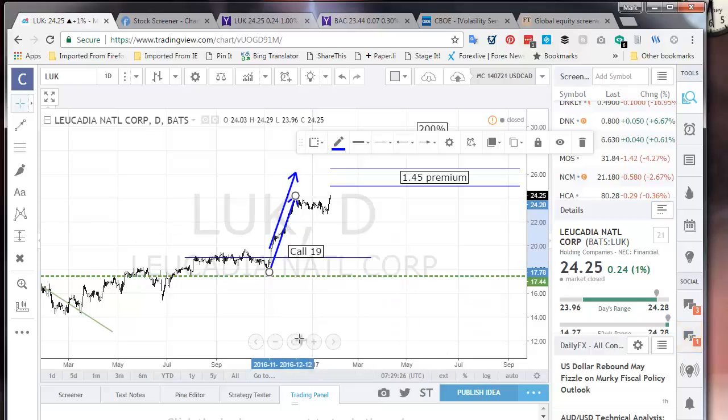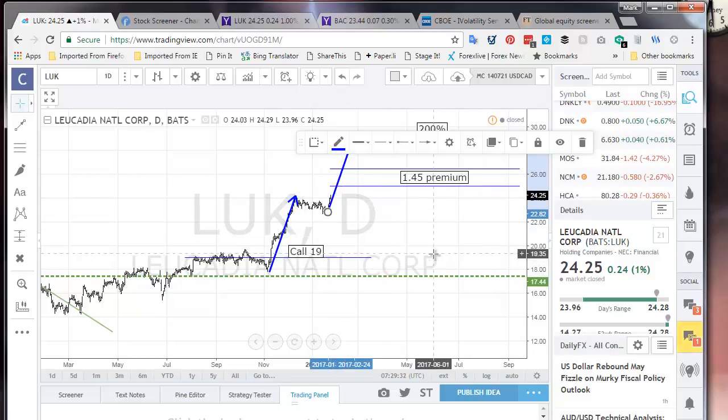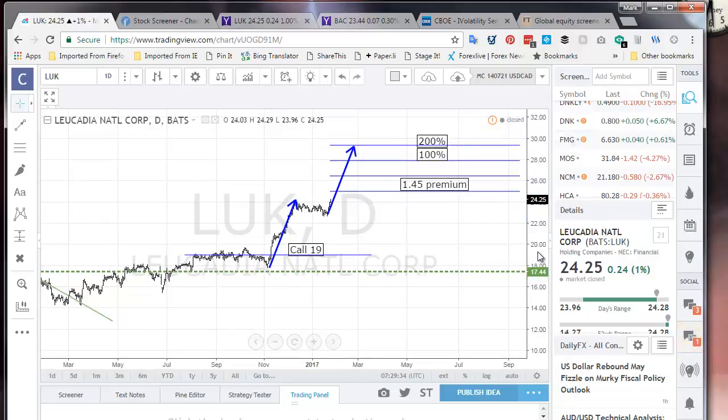So I'll just draw in an arrow, so it's got the same steepness, starting from the same low point, and we'll see if it did what it did from November last year, which is directly after the election, it will comfortably reach that 200% before the expiry date. In fact, it'll reach it before the end of February, so one would be very comfortable pursuing that.